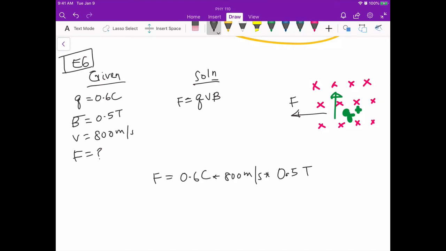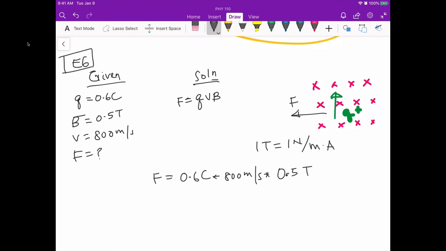Okay, so if you remember, what is Tesla? We said Tesla is Newton per meter per ampere, right? So 1 Tesla equals 1 Newton per meter per ampere. That's how it is.